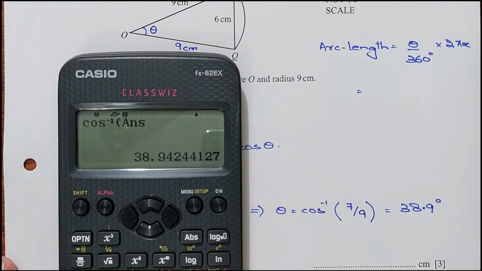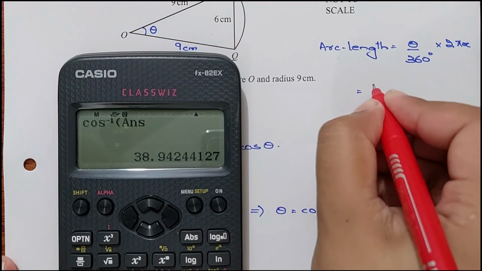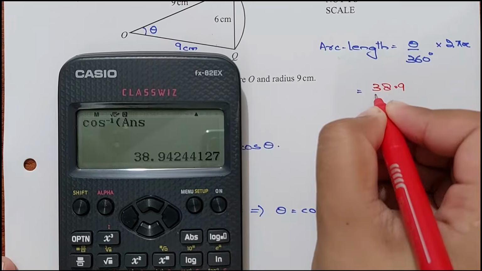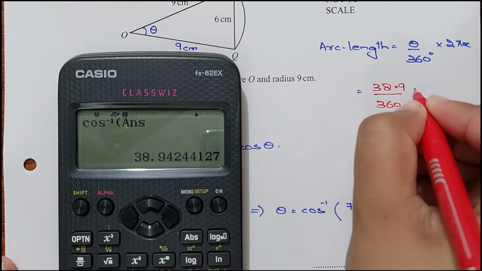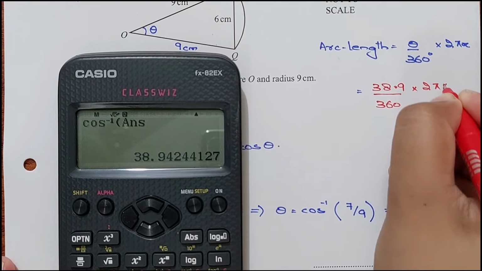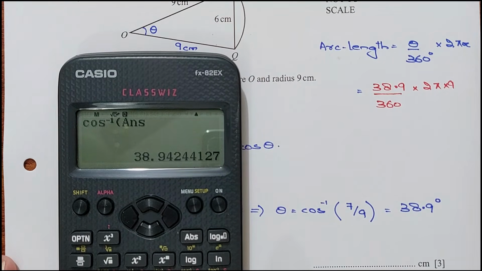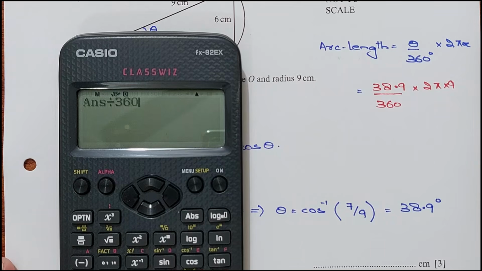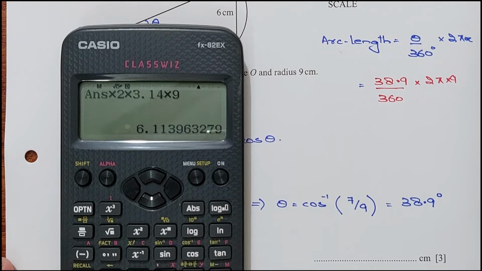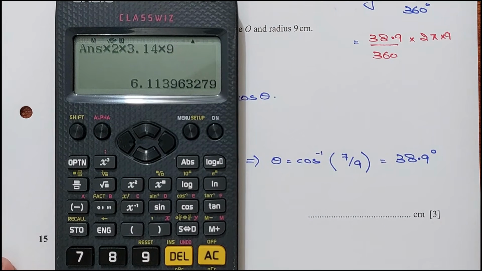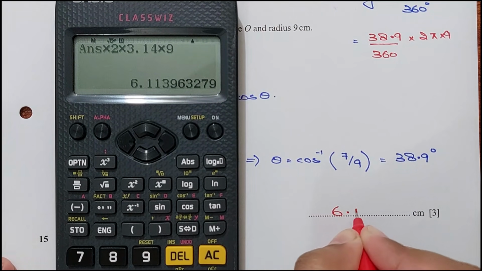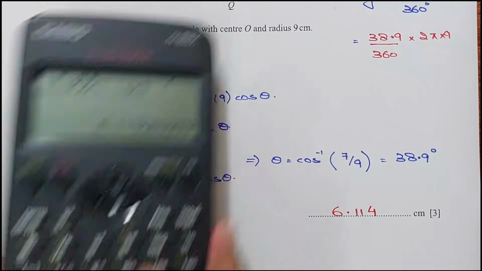Let me substitute in the arc length formula, right? So this is 38.9 over 360 times 2 pi, and radius is 9, right? Pi value you can use 3.14. Okay, so this is divided by 360 and times 2 times 3.14 times 9, which is 6.1139, or you can just take 6.114 centimeters if I round it.